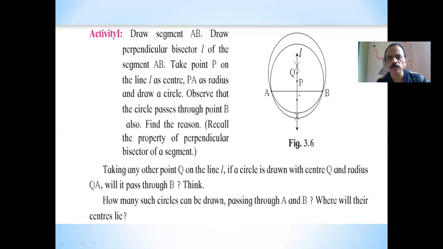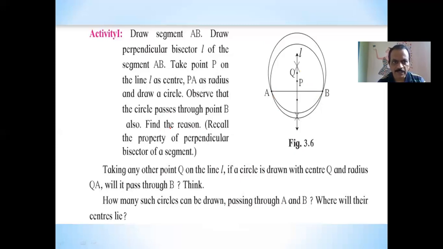That means every point on the perpendicular bisector is equidistant from the end points of that segment. दिलेल्या रेषाखंडावर जर आपण लंबदुभाजक काढला तर त्या लंबदुभाजकावरील कोणताही बिंदू हा त्या दिलेल्या रेषाखंडाच्या अंत्यबिंदूपासून समान अंतरावर असतो.